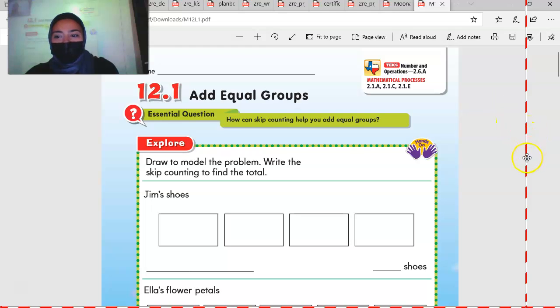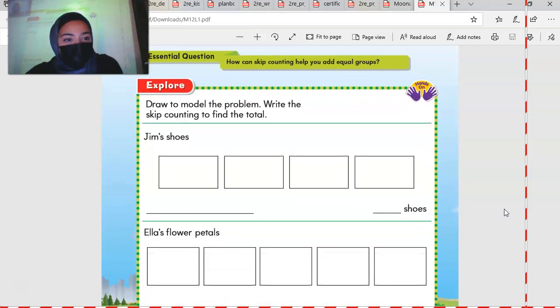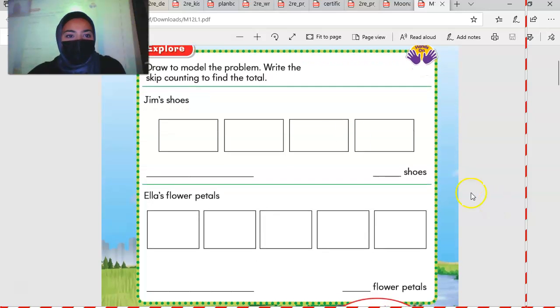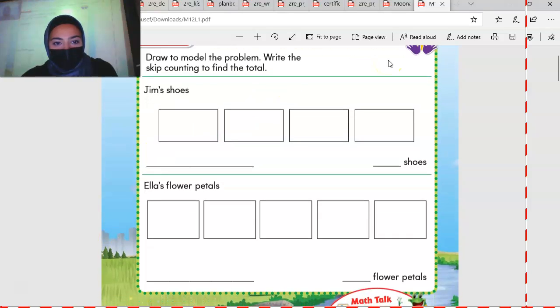Guys, another word for skip counting is multiplication. Skip counting is the little kid way of saying multiplication, but it's the same thing. Skip counting and multiplication is the same thing. They just say skip counting so you don't get scared and run away. All right. Draw to model the problem. Write the skip counting to find the total.